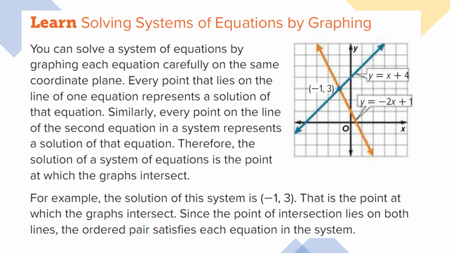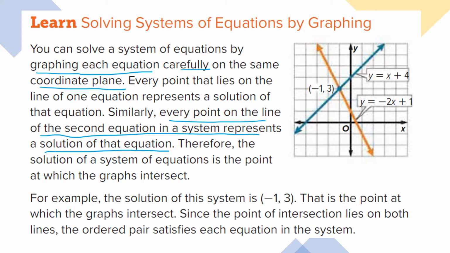Now, solving system of equations by graphing. If the graph is not given to you and you have to draw the graph, then how do you solve the system of equations? So first you will graph each of the equations carefully on the same coordinate plane, and then every point that lies on one equation represents a solution. So this is like one equation, one line, another equation, another line. Similarly, every point on the line of the second equation represents a solution.